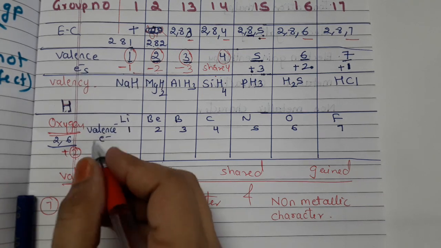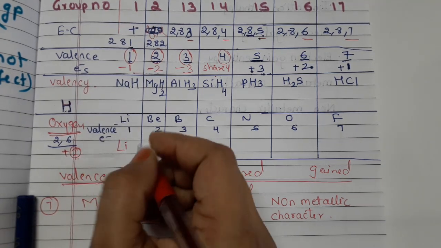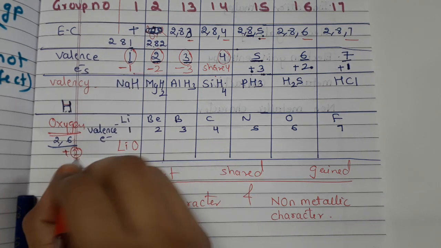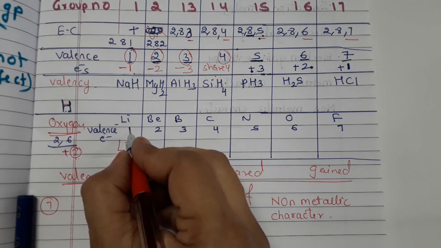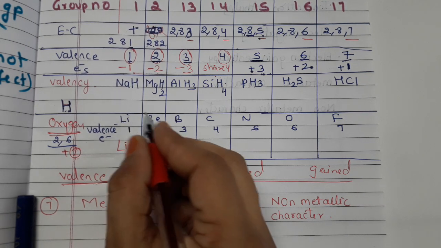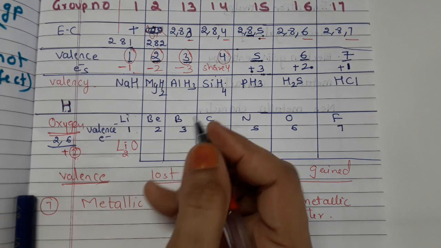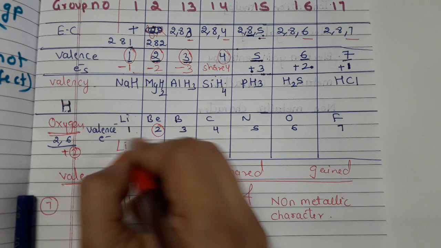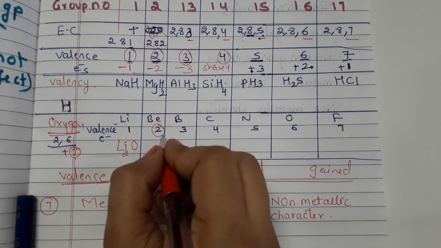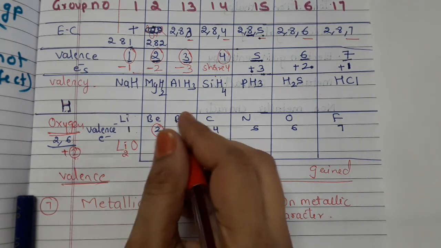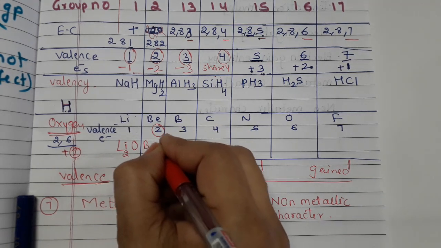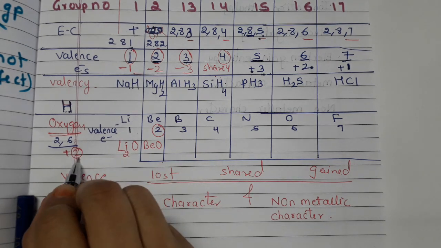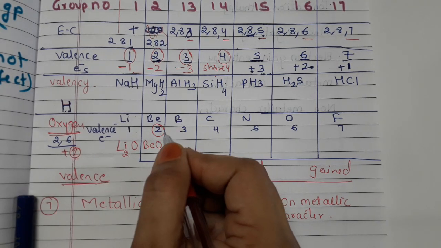Hence what happens is, lithium Li, oxygen requires 2 electrons. So oxygen will gain 1 electron from one lithium, second electron from the second lithium, and hence the formula is Li2O. Now beryllium, it has 2 valence electrons. So what is going to happen? It has a tendency to combine with oxygen. So BeO, because oxygen requires 2 electrons and beryllium is going to lose 2 electrons.